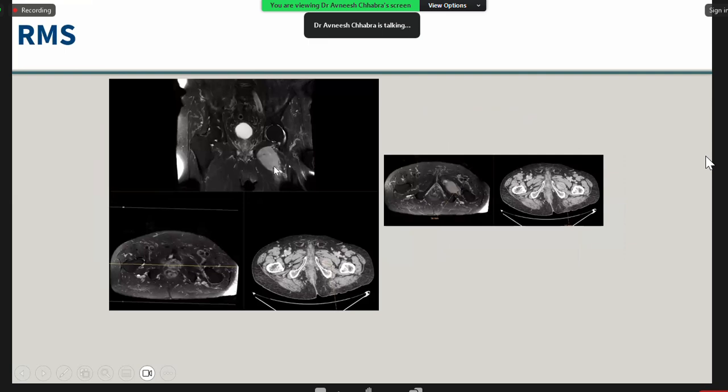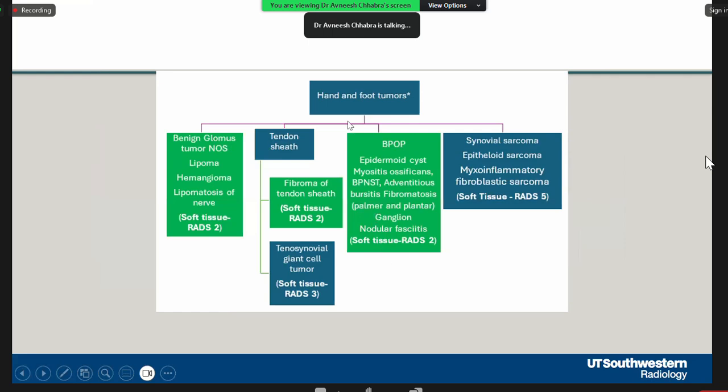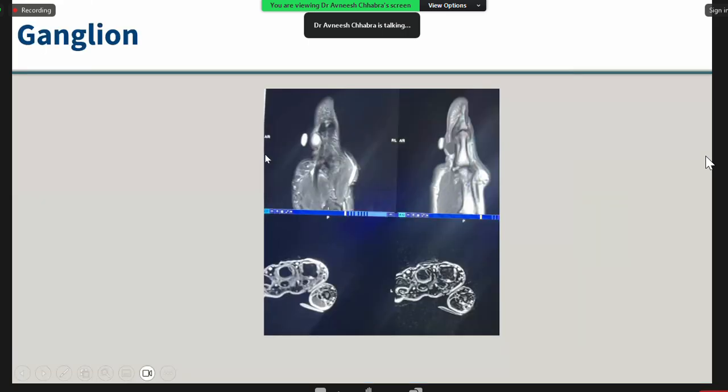And then rhabdomyosarcoma, muscle-like, so they are grayish. So this was a recent case. And then hand and foot tumors have their own differentials, benign and then the bad ones. So based on that, they have a RADS system. So all of that will be in the paper once it comes out.